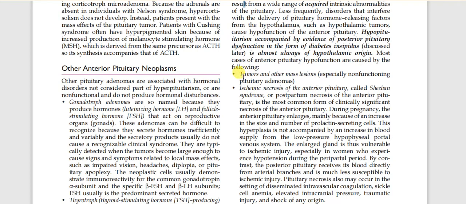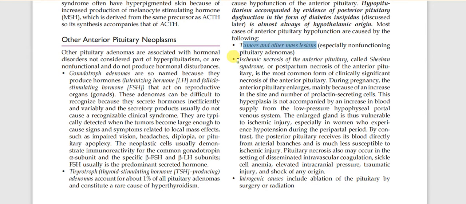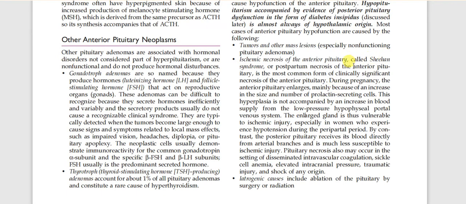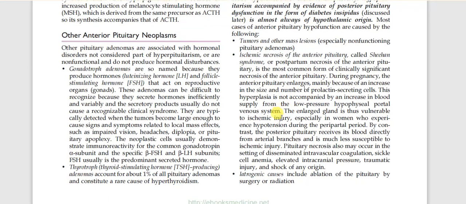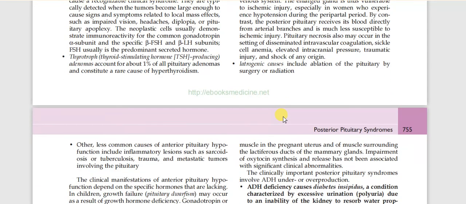Hypopituitarism might be caused by tumors and other mass lesions which suppress the activity of the pituitary gland. Ischemic necrosis of the anterior pituitary is known as Sheehan syndrome. So it's necrosis of the anterior pituitary, and it usually happens during pregnancy.